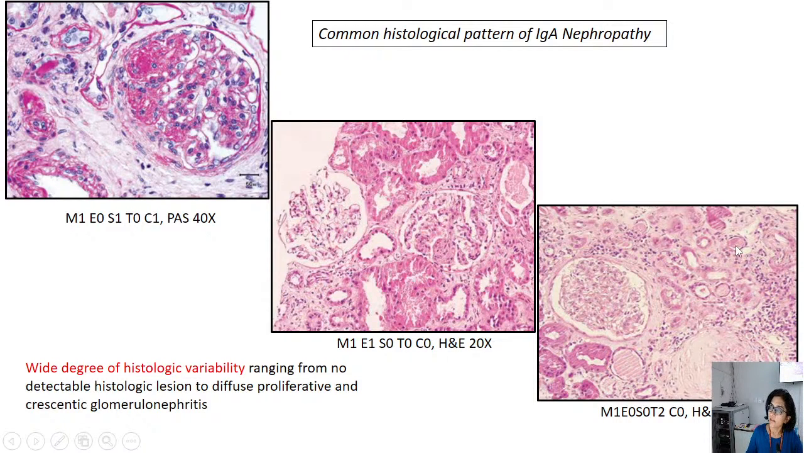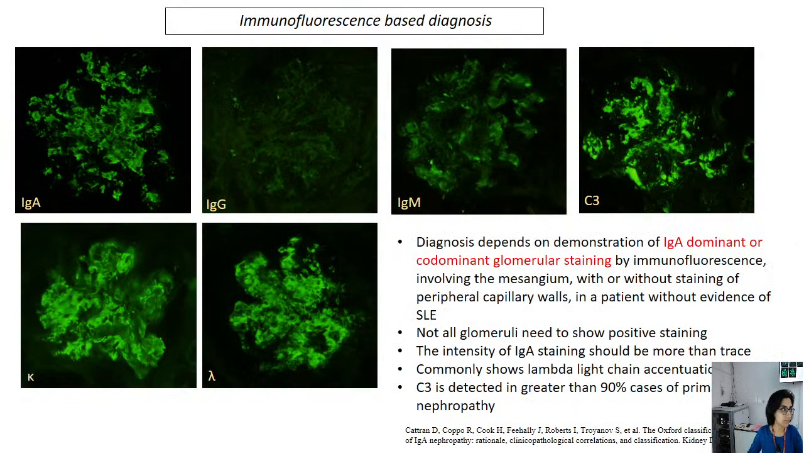And as we have seen in terms of our clinical profile, most of our patients are very advanced, and therefore we can see significant interstitial fibrosis and tubular atrophy, like you can see here. But the hallmark of IgA nephropathy is its very wide degree of histological variability. So we can see patients who have minimal change morphology to even a very diffuse proliferative and crescentic GN. Immunofluorescence remains the mainstay of diagnosis.